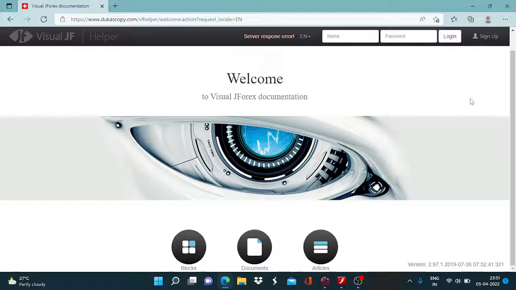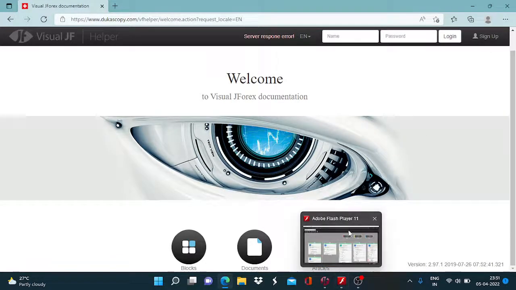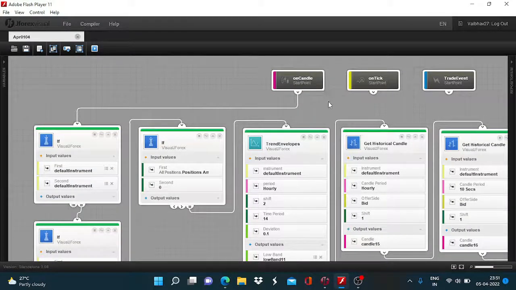I am Vaibhav. I welcome all of you to today's session of Visual JForex in which we will be continuing to work with the indicator trend envelope. This is the third and the final part involving this indicator, and we will see how we can design and develop particularly the sell side of the equation in today's session. We head to the Visual JForex board which has been developed by the Dukascopy Bank SA.